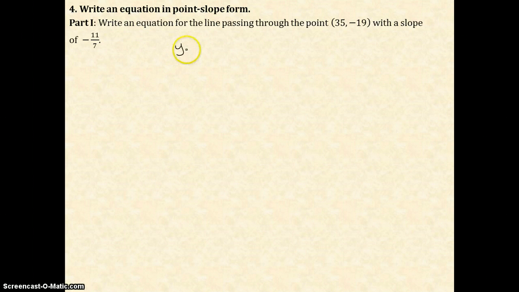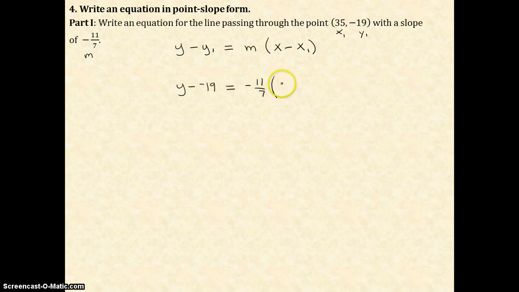So now point-slope form is like this: y minus the y value of a point equals the slope times x minus the x value of a point. So all we have to do here is plug in for our slope and for our x value and our y value. So y minus the y value, which is negative 19, equals the slope, which is negative 11/7, times x minus the x value, which is 35. And then minus a negative is plus, so this is y plus 19 equals negative 11/7 times x minus 35.